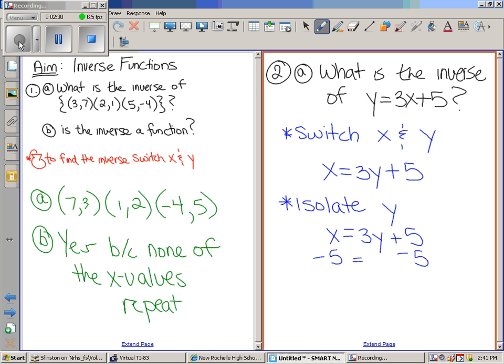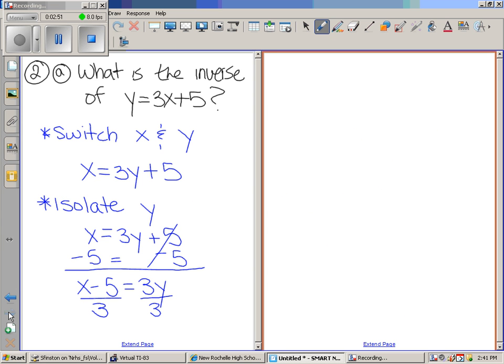I'm subtracting 5 from each side. So we get x minus 5 equals 3y. Then how do you get rid of that 3 in front of that y? You got to divide by 3. And so x minus 5 divided by 3 equals y.